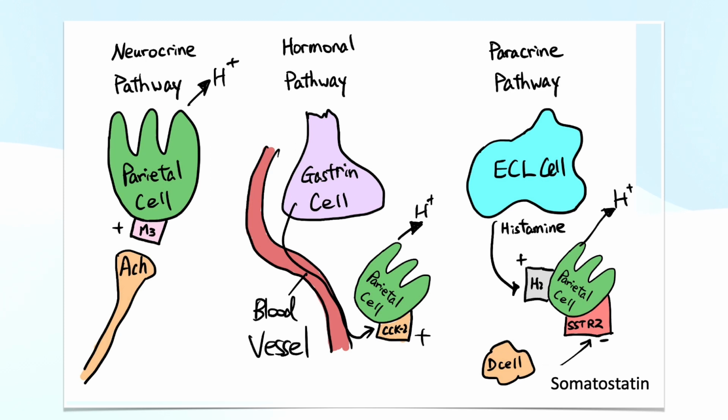And finally, in the paracrine pathway, within the gastric mucosa, there are local factors like histamine released from enterochromaffin-like or ECL cells. The histamine activates H2 receptors on parietal cells, further promoting acid secretion. Meanwhile, somatostatin is released from D cells and activates SSTR2 receptors on parietal cells to inhibit gastric acid secretion.